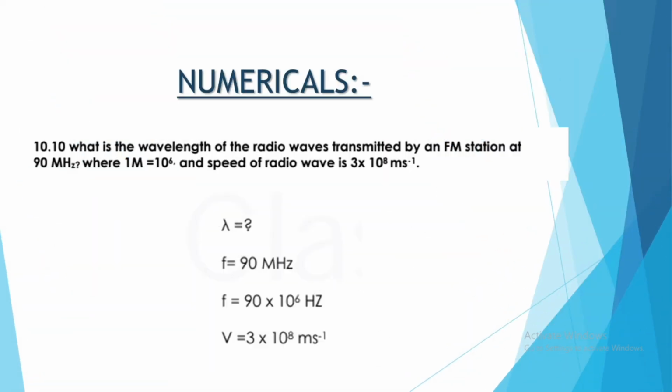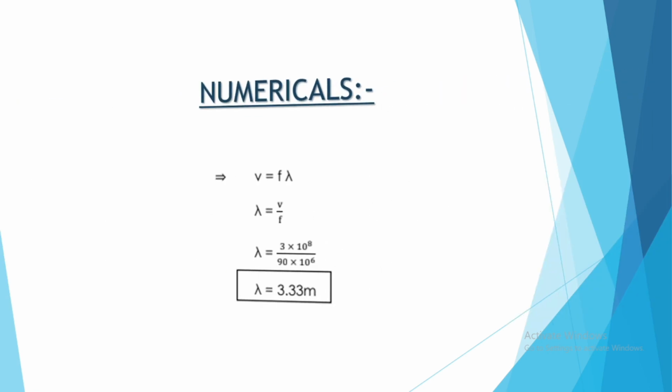Moving on to the last numerical, which is 10.10. What is the wavelength of the radio waves transmitted by an FM station at 90 MHz, where 1 MHz is equal to 10 raised to power 6, and the speed of the radio wave is 3 times 10 raised to power 8 meter per second. Lambda is unknown. F is equal to 90 MHz, which is equal to 90 times 10 raised to power 6 Hz, and V is equal to 3 times 10 raised to power 8 meter per second.